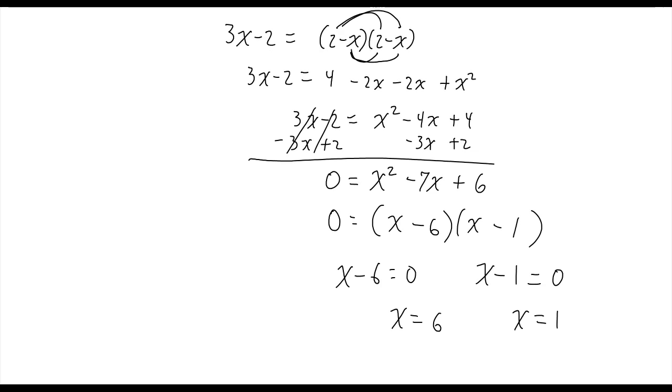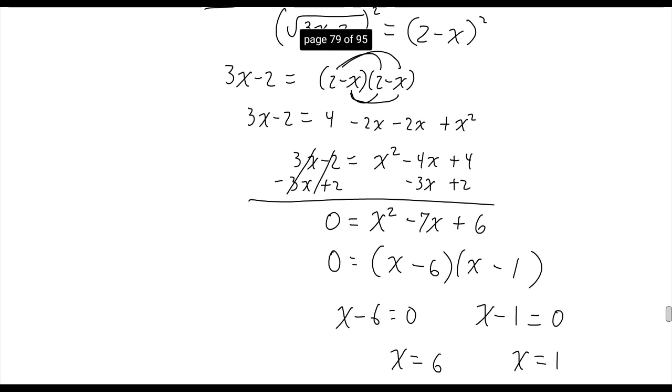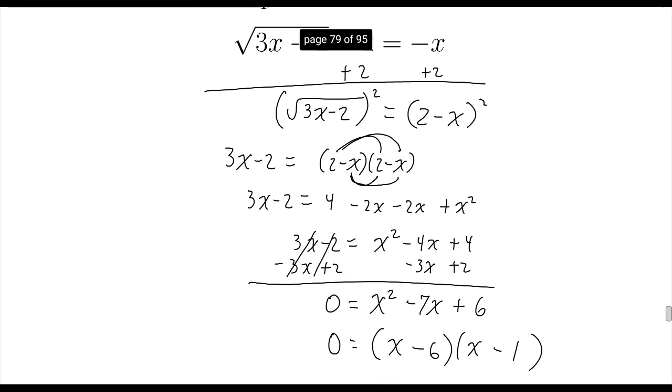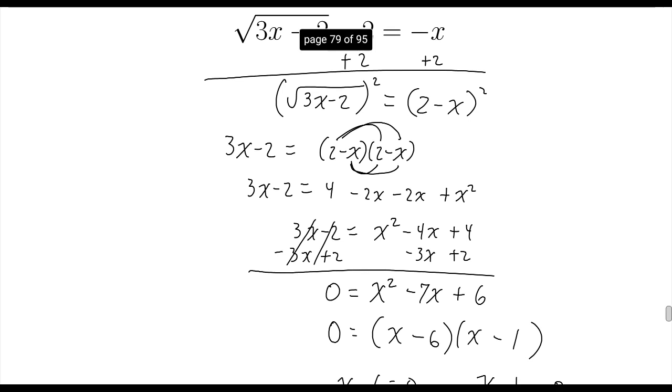Now it's just a matter of plugging those numbers in to test to see if they work, right? Does 6 give me the answer that I need? Does 1 give me the answer that I need? So go back to the original. The square root of 3 times 6 minus 2 equals negative 6. Okay, is that true?